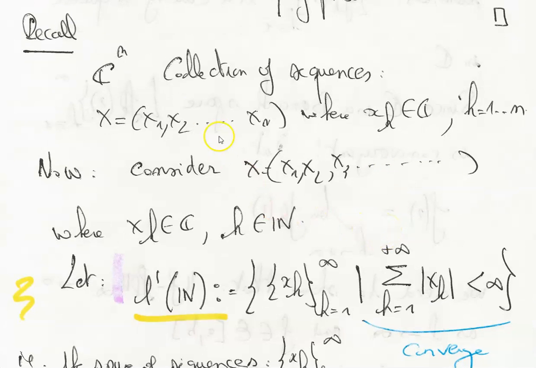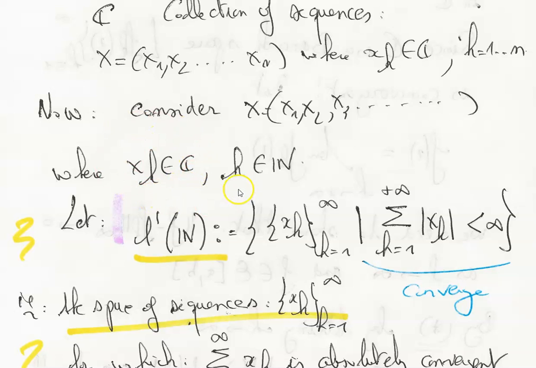So recall, this notation C to the power n is a collection of sequences. We can say that it's the sequences which have coordinates x1, x2, ..., xn, where x_k belongs to the complex numbers, k varying from 1 to n. Now let's consider x, which is x1, x2, x3, an infinite sequence of numbers where each x_k belongs to the complex numbers and k describes the natural numbers.